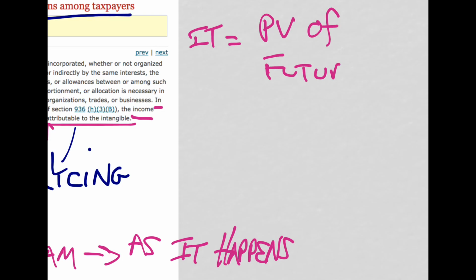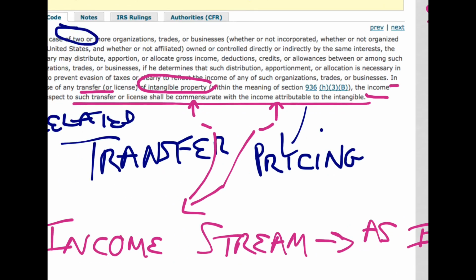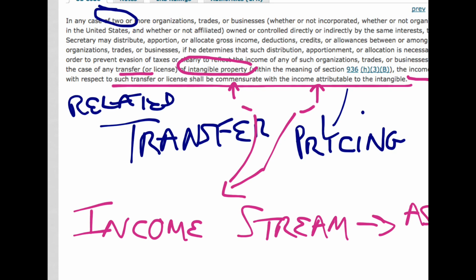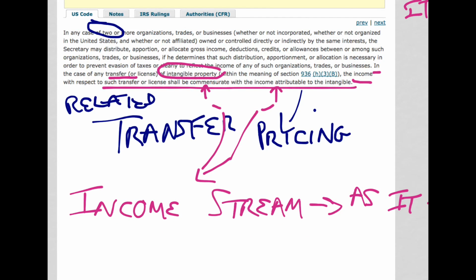So what we would do is make a projection, a forecast, and determine how much cash flow would be coming in the future because of this special intellectual property, this special know-how. This code section is saying that's not how you're going to value the transfer between related organizations of intellectual property, intangible property. You're going to value it based on what it actually accomplishes.